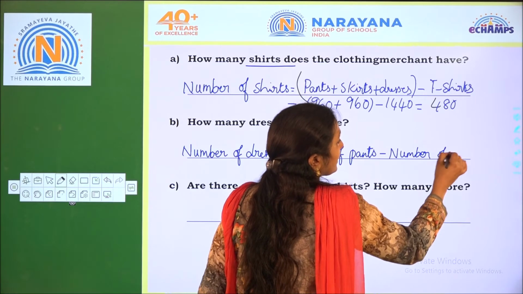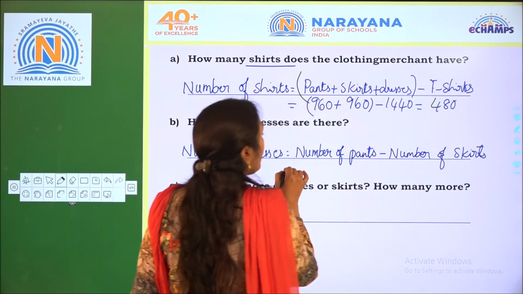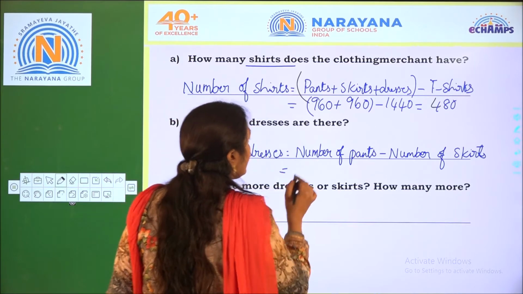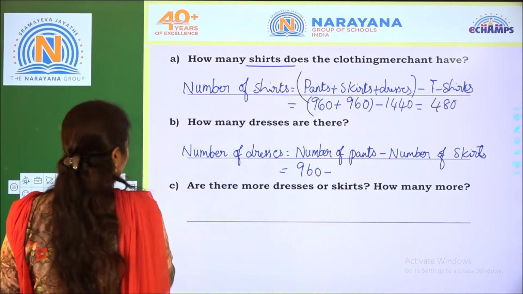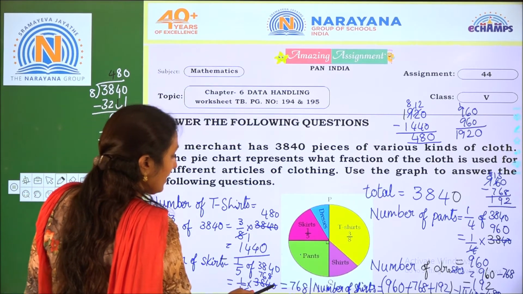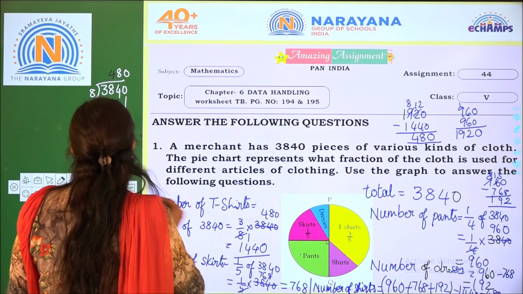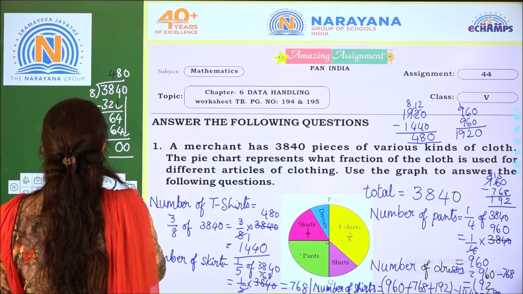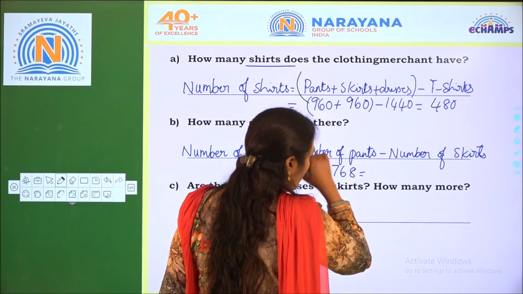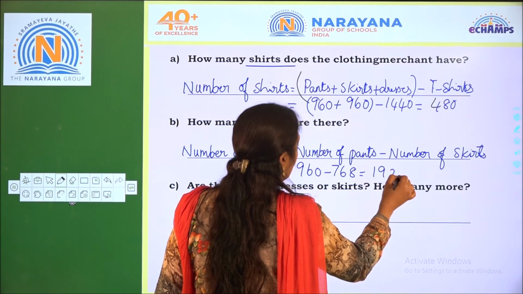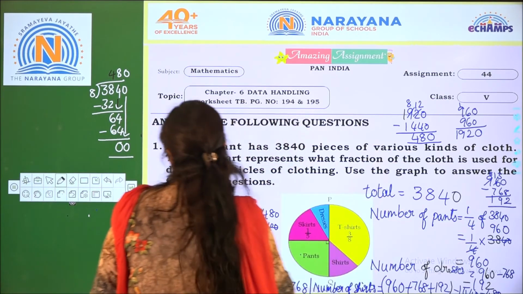Number of skirts. So number of cars, how much did you get, children? 960. Number of skirts, how did you get? See, 768, 1/5 of 3840. So you will get 192. See, already we calculated here, 192.